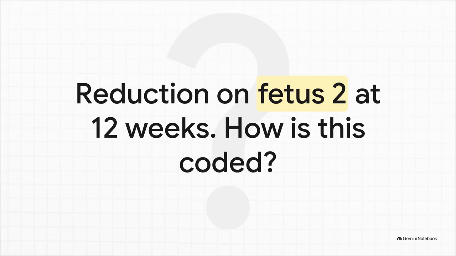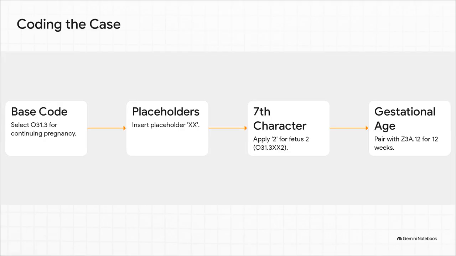I want you to just take a brief mental pause here. Look closely at the details. 12 weeks, twin pregnancy, elective reduction, and fetus 2 is the one affected. How would you physically construct this code based on everything we've talked about today? Let's see if you nailed it. The really crucial point here is how perfectly the placeholder and extension mechanics align with the documentation. Let's build it together step by step.